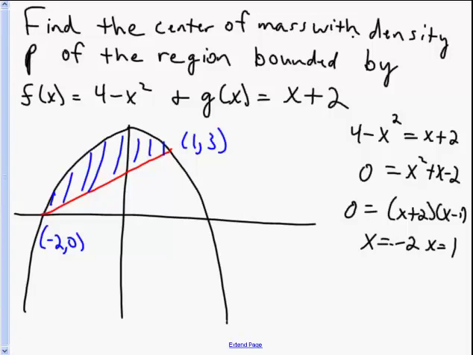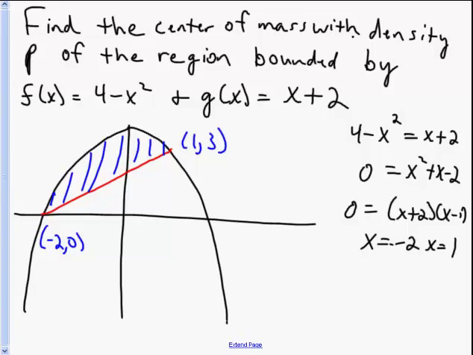I really want to talk to you about the formulas and talk you through the setup every single time that you have one of these. So let's take this example. It says find a center of mass with density rho. Now, if rho is 1, then they'll change that from a center of mass and call it a centroid. But in general, it's still just a center of mass.